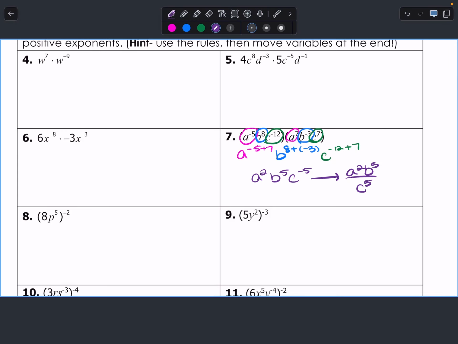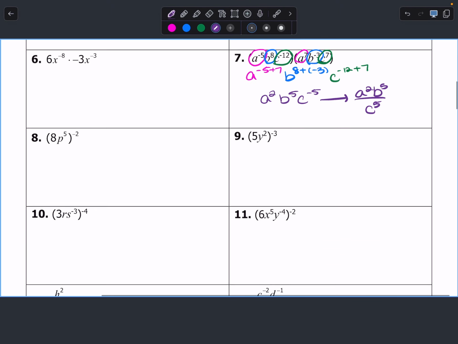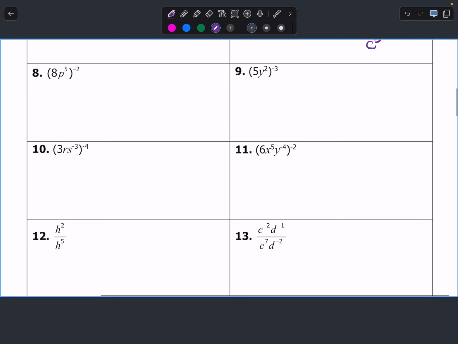You will be less likely to make a mistake if you take your time. What's your question? Are you okay? Just want to make sure. All right. Which one do we want to do? Let's do 11.